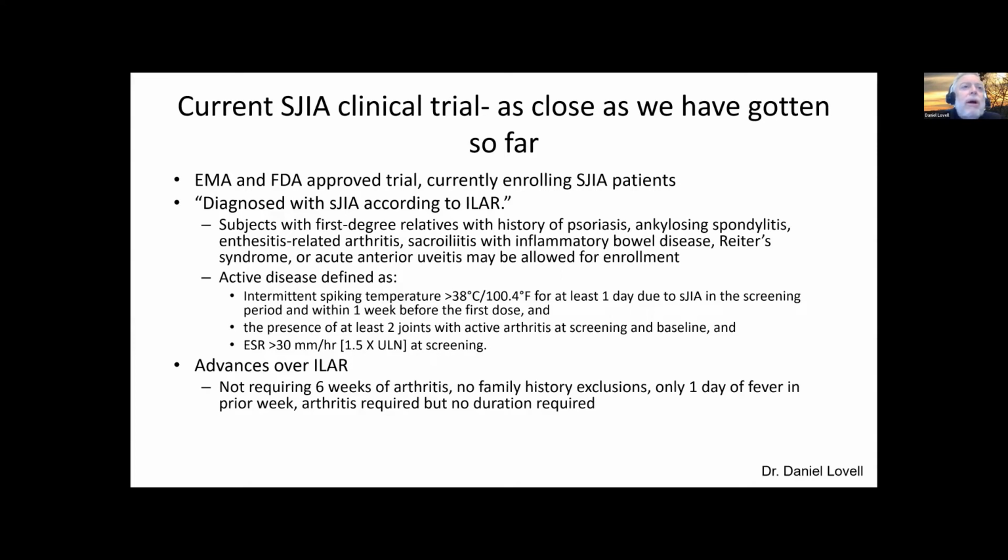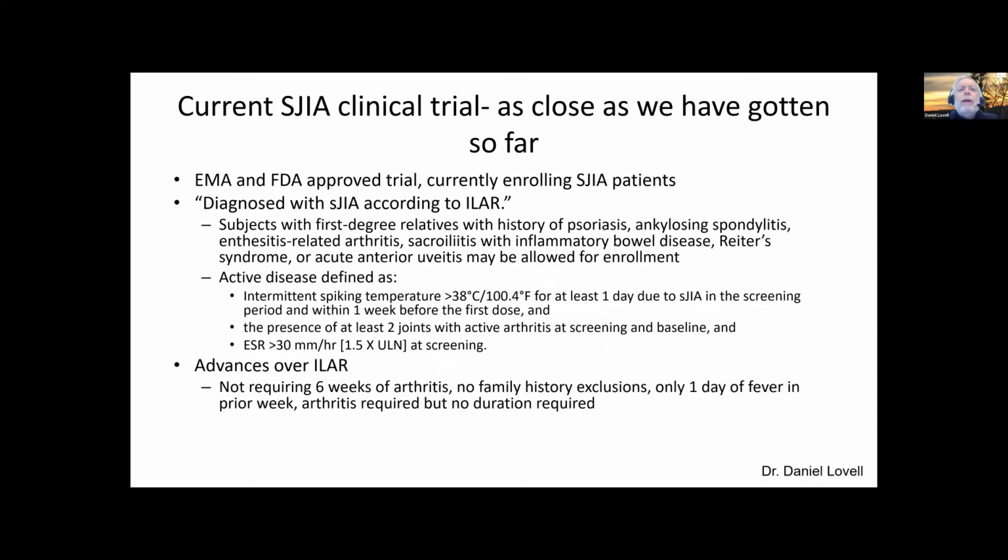So the advances of the criteria in this most recent amendment to this clinical trial is that there's no requirement for 6 weeks of arthritis. We've gotten rid of the family history exclusion, which I think is irrelevant for systemic JIA. And it only requires 1 day of fever in the prior week, and arthritis is required, but we've gotten rid of the 6-week duration. The goal of this study is to get closer to what I think is the general agreement of a broader definition of systemic JIA.